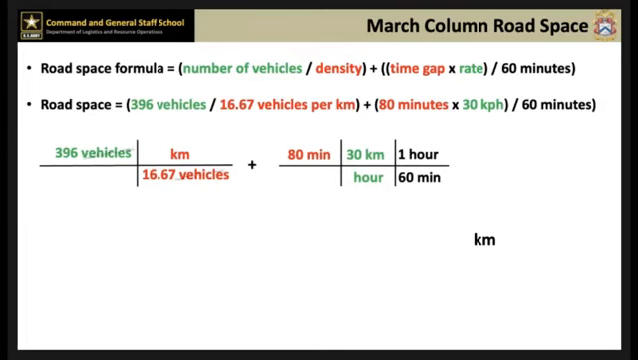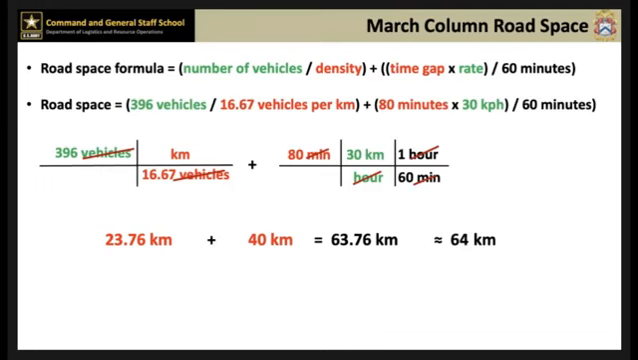So we can cross out vehicles, and we can cross out minutes and hours. And this side of the equation will yield 23.76 kilometers. And this side of the equation comes up with 40 kilometers. And the sum of these figures is 63.76 kilometers. And of course, we'll round up to 64.